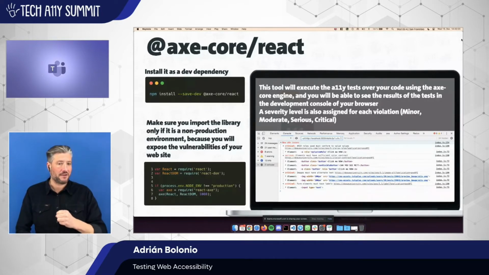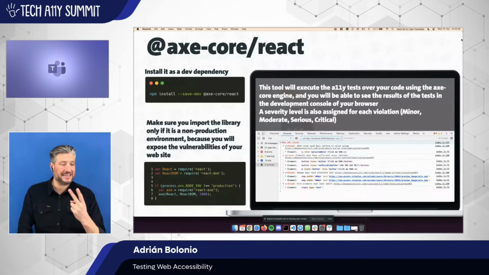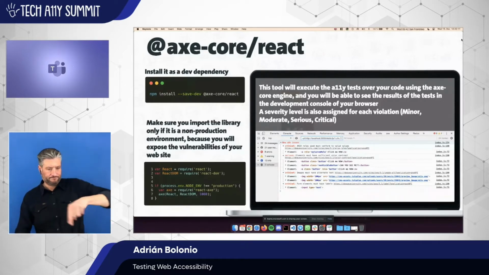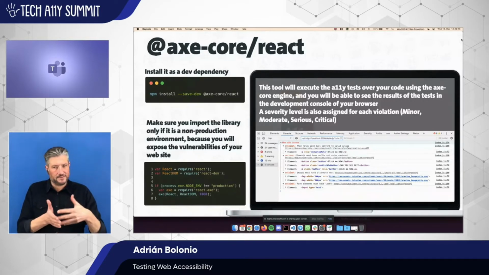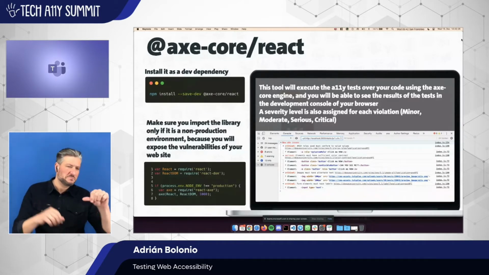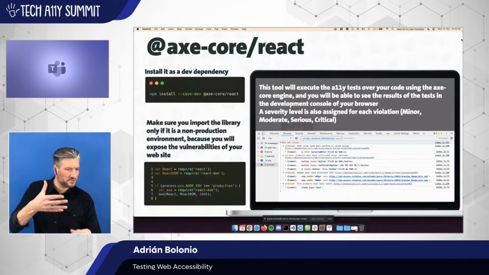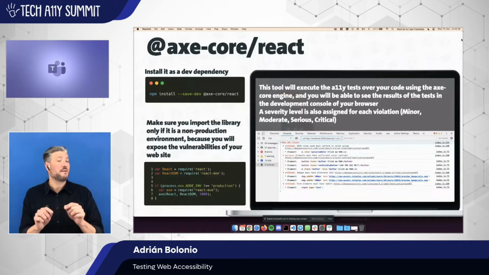And what this tool is doing is giving you a log of the issues that you have in the console of the development tools of your browser. You can see a severity level assigned to every issue, from minor, moderate, serious, or critical. You can see as well what the error is, which element of your HTML is causing this issue, and a direct link to Deque University, which is the official documentation from Deque, where you can learn more about the issue and how to solve it.